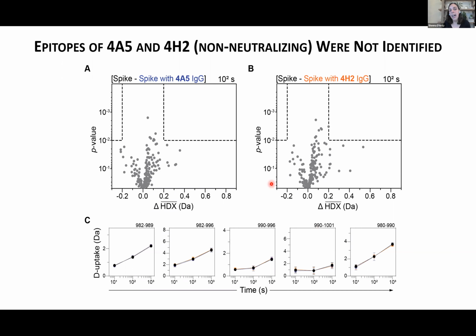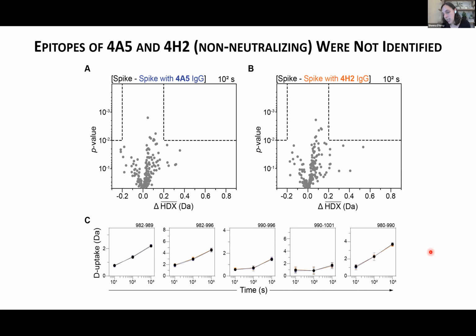But just to take a step back, these are those volcano plots that I mentioned. So on our x-axis, we have our delta change in HDX, so the spike protein alone uptake minus the spike protein with the antibody. And then on our y-axis here, we have our p-value. So for all our experiments, we do 3 or 4 replicates, and that enables us to determine a 95% confidence interval. So if there was something that had a significant change, we would be seeing dots here.